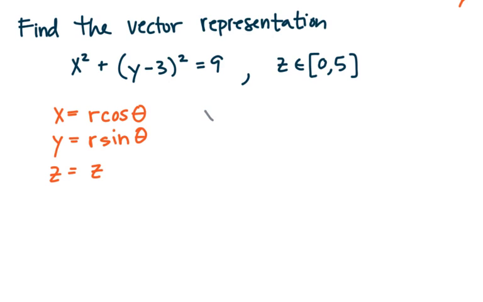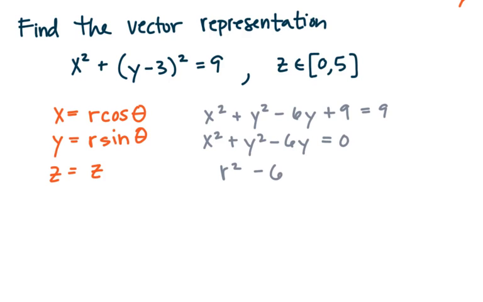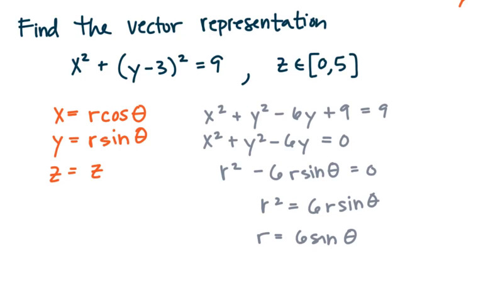Well, if I take my equation, say I started multiplying this out, I would have x squared plus y squared minus 6y plus 9 equals 9, or x squared plus y squared minus 6y equals 0. X squared plus y squared is r squared, minus 6 times y, which is r times sine of theta. So isolating that, that would be r squared equals 6 times r sine theta. And dividing by an r on both sides, we determine that r is 6 sine theta.